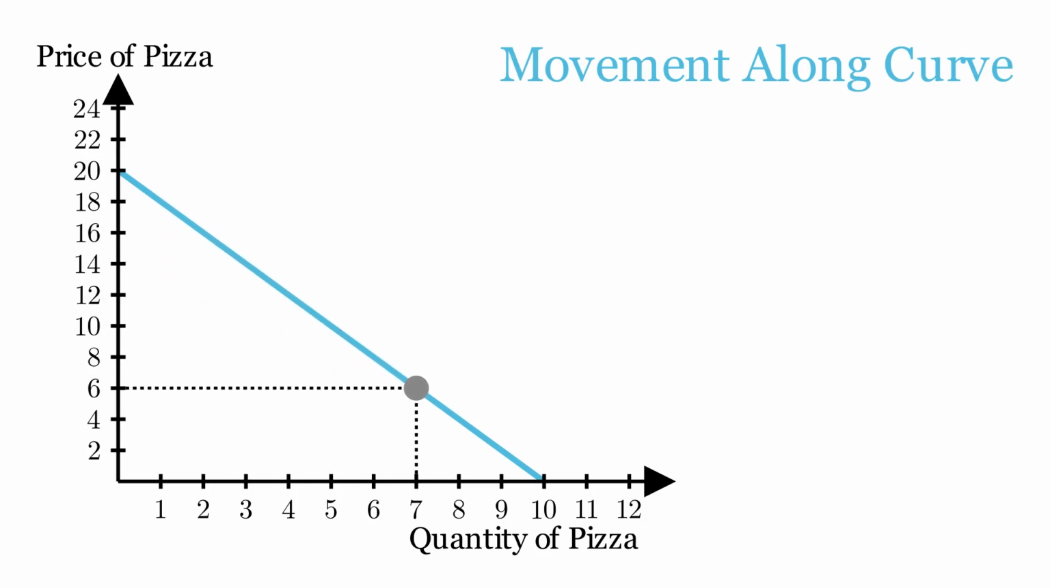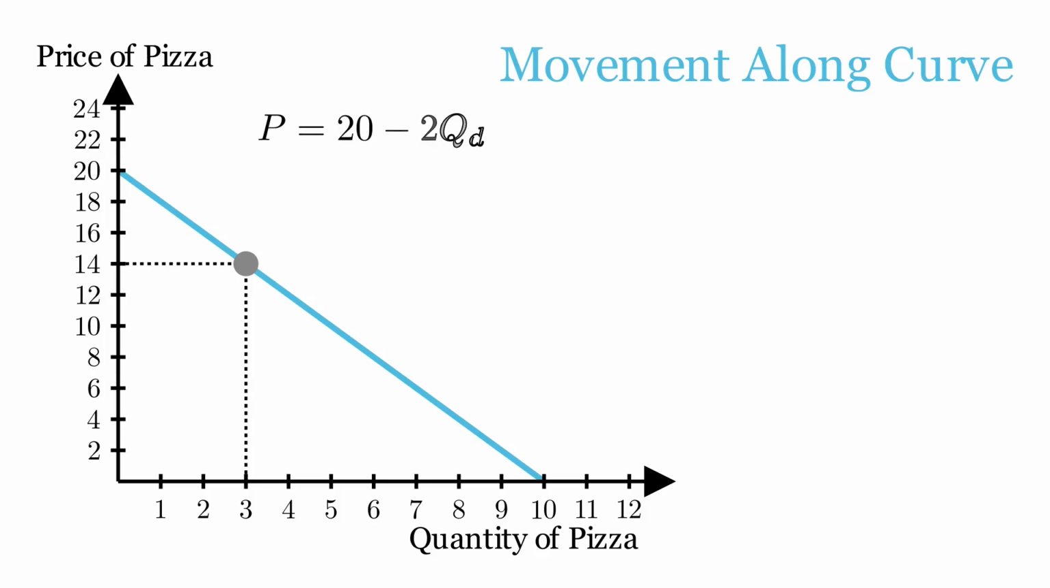In simple terms, when price changes, quantity demanded changes and the point moves along the same demand curve. Since the demand curve represents the relationship between price and quantity demanded, a change in quantity demanded caused by the change in price is known as movement along the demand curve. Now let us understand this concept through a demand equation.